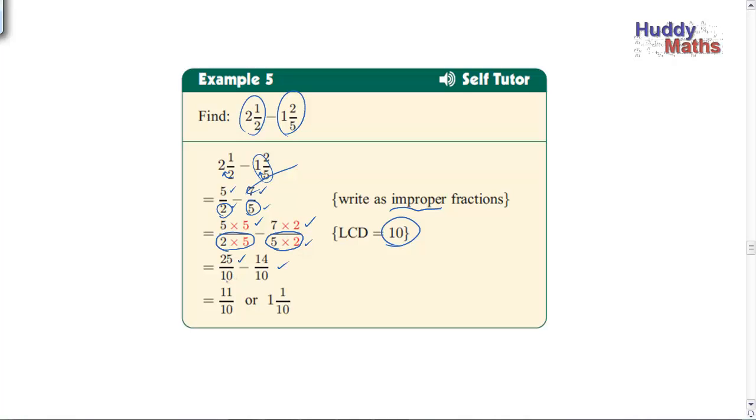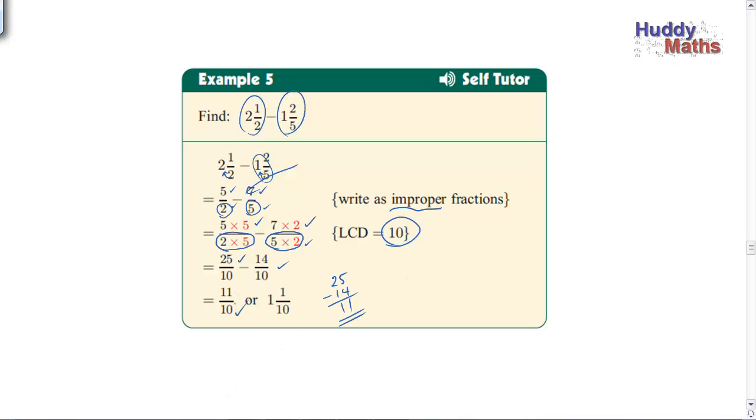So we have 24 dogs, take 14 dogs is 11 dogs, okay? Or 25 tenths, take 14 tenths is 11 tenths. All you're really doing is taking away the 14 from 25. How many tenths have you got left?